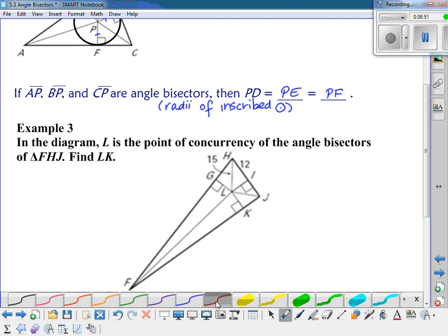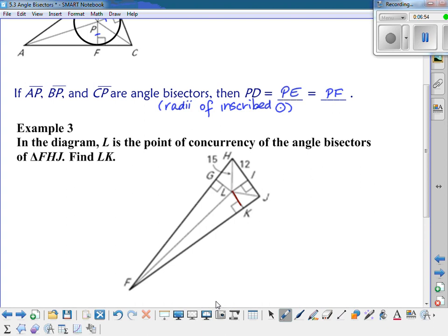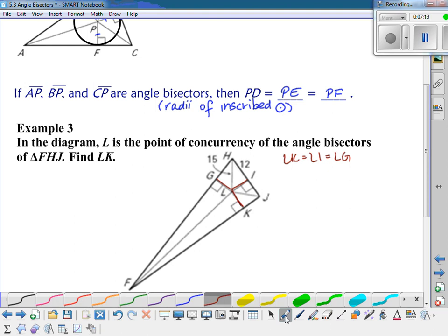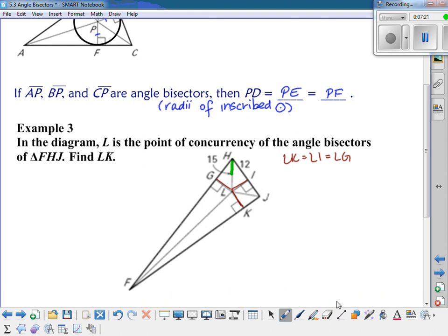So first of all, let's look at what we have here. We want to find LK, and I know that LK is going to equal LI and also equal LG, because those are all going to be radii of my inscribed circle. The distance is equal to the sides. So I notice that over on the side here, they've given me this is 15, this side's 12, and so if I find LI here, I can find out how long LK is, because those are congruent to each other.